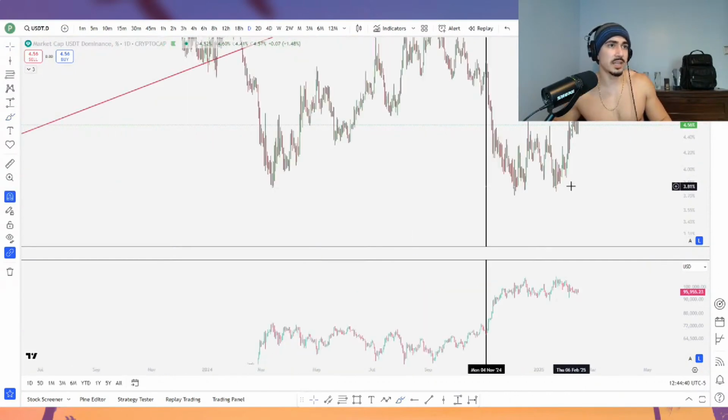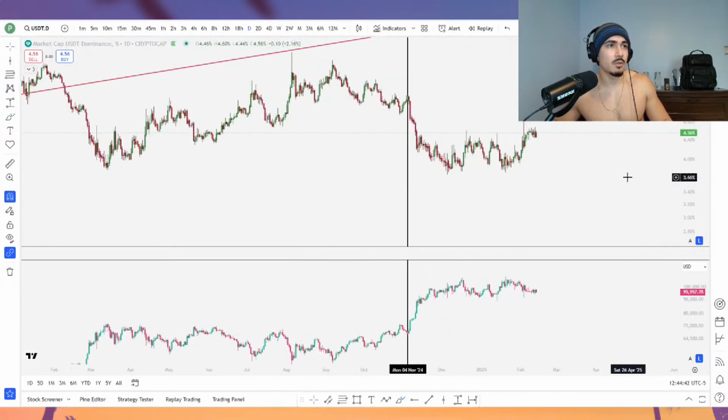So what's the point I'm trying to get to? Well, we come back. So we broke down, right? We made a lower low. We start ranging down lower. And we get this basically relief bounce on Tether Dominance. So Tether Dominance went back up, meaning that the prices of everything else went down, which we saw. We saw how altcoins got decimated over the last couple of months.